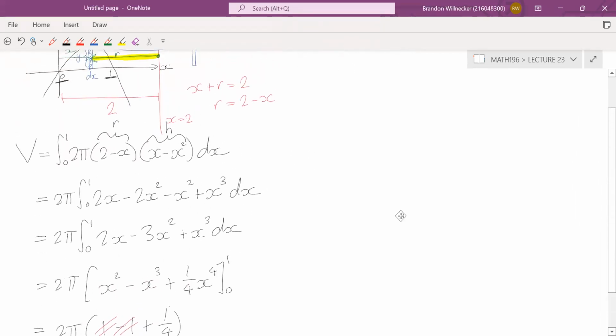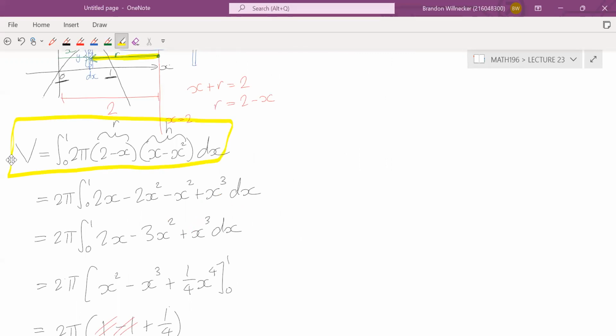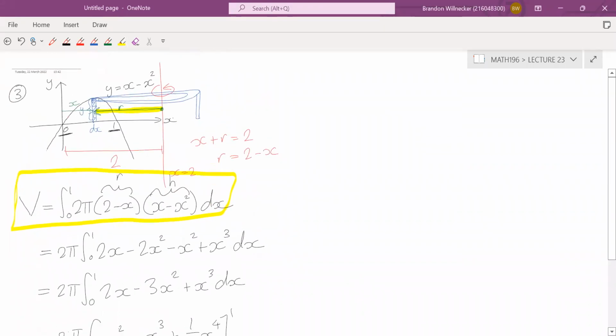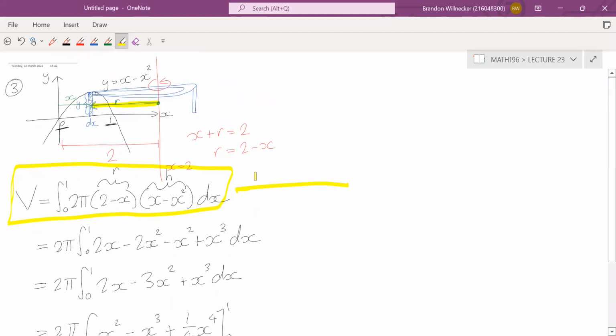But like I said earlier, everything after this volume formula is just simple integration. We've done that lots of times now. This part is the important bit, getting all of this correct. Finding the radius, finding the height, and then substituting those in.